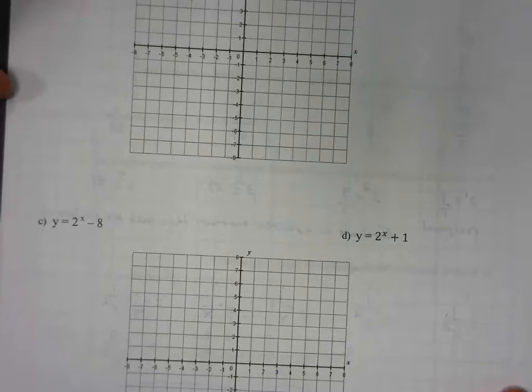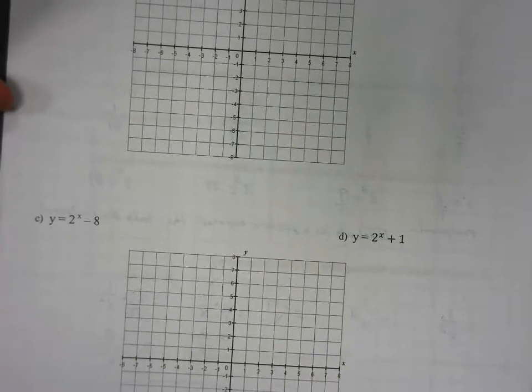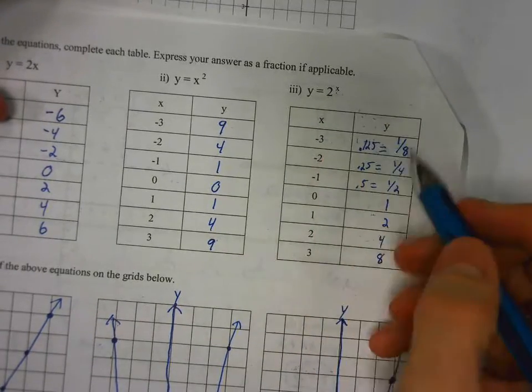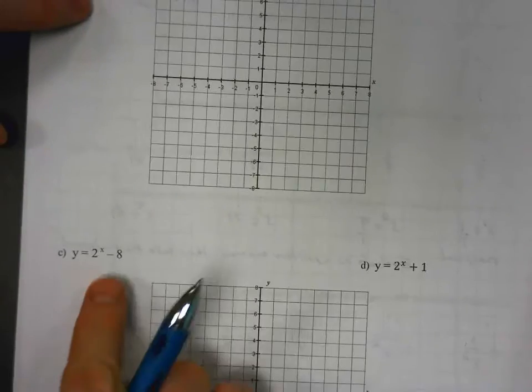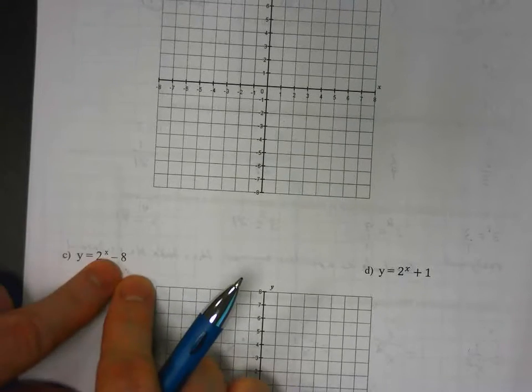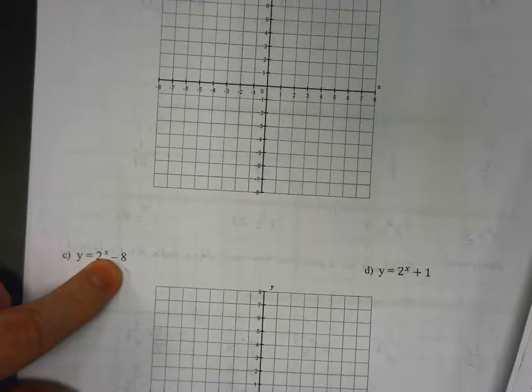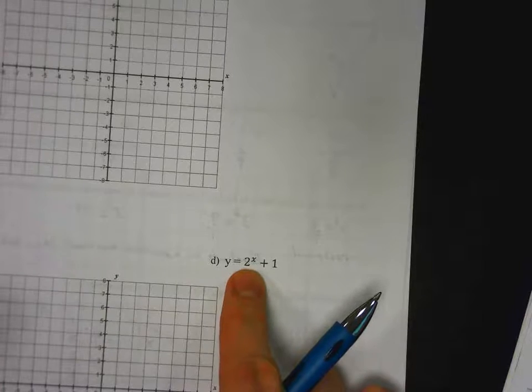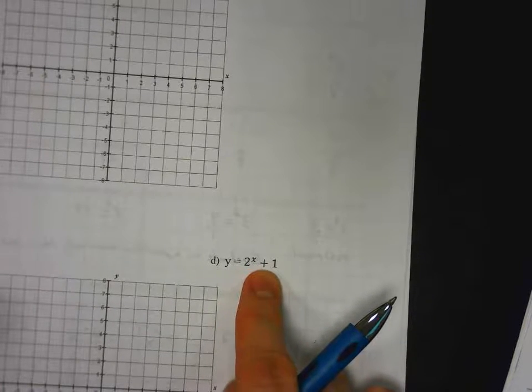Okay, with the last two, y equals 2 to the x minus 8 and y equals 2 to the x plus 1, you're going to pay attention to what is happening in the y equals 2 to the x graph to start with. If you subtract 8 from y equals 2 to the x, similar to the parabola, all that's doing is subtracting 8 from all the y values. With y equals 2 to the x plus 1, you're going to find y equals 2 to the x and add 1 to all the y values from your original 2 to the x graph.